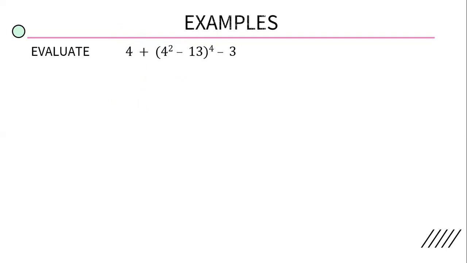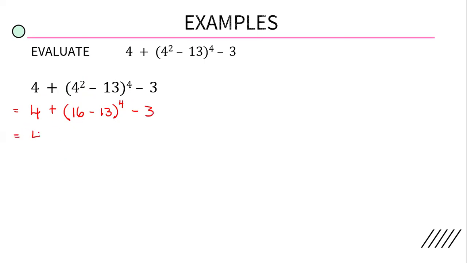Next example. 4 plus, open bracket, 4 squared minus 13, close bracket, raised to the power of 4, subtracting 3. So we have brackets and exponents involved. We're going to deal with the brackets first. Bringing down 4, positive sign, open bracket. But inside my open bracket, I have a power, so I need to deal with that. 16 minus 13, close bracket, power of 4, subtracting 3.